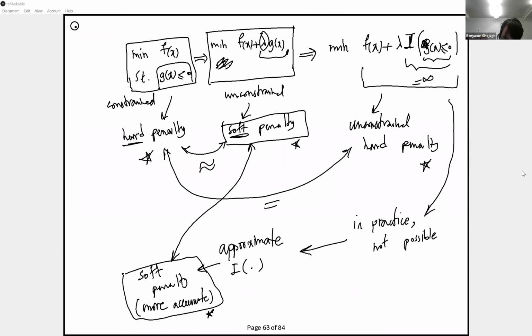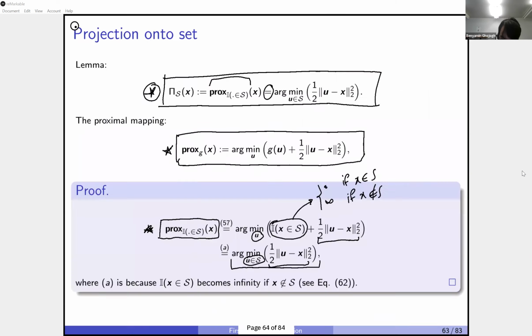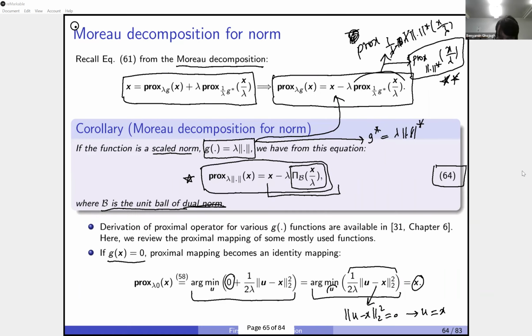Here, u doesn't have any constraint. Therefore, u can become x. So when g is 0, the proximal operator is an identity function. Its output equals its input.